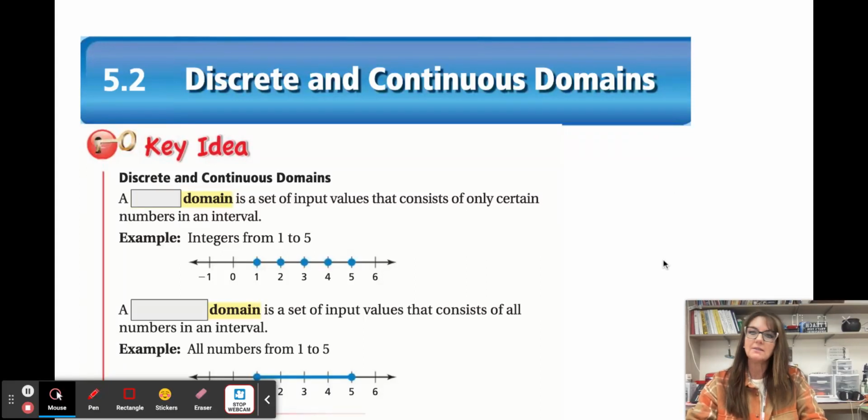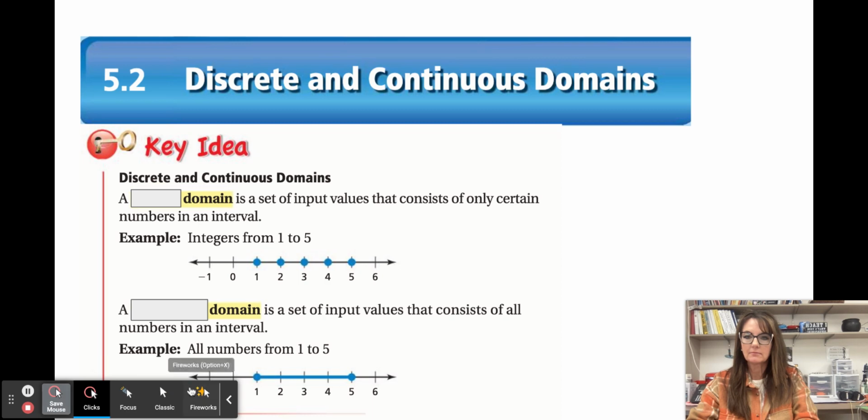Okay, here we are in lesson 5.2. We're going to be talking about discrete and continuous domains. Make sure we got our fireworks on. All right, so remember, when we talk about domain, it is our input values.